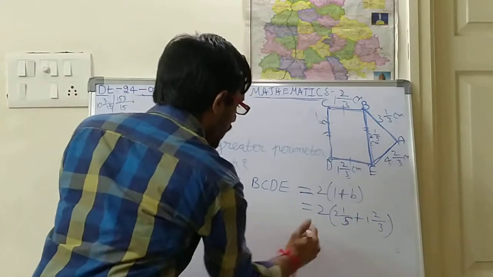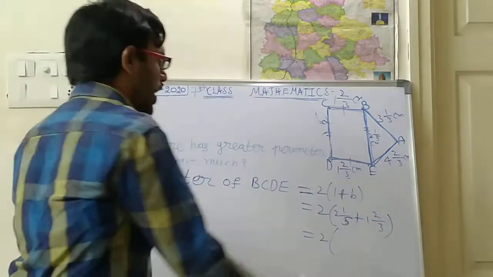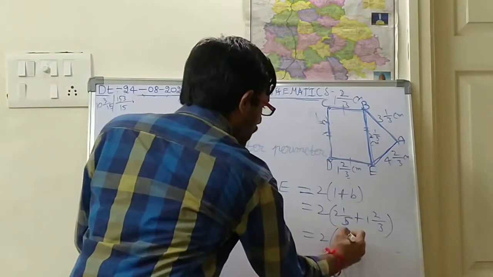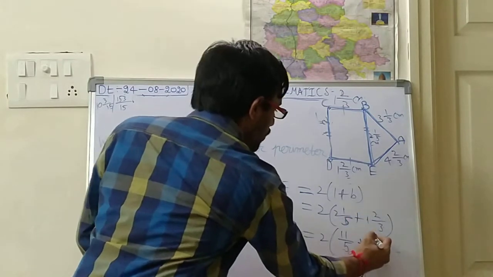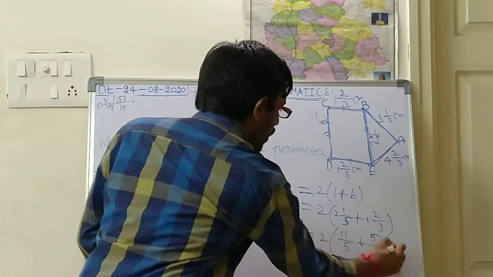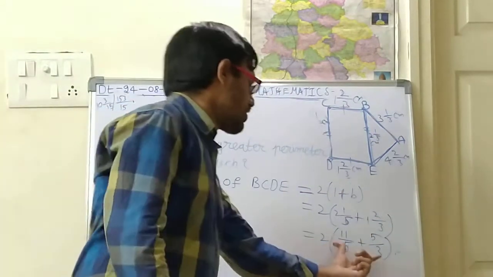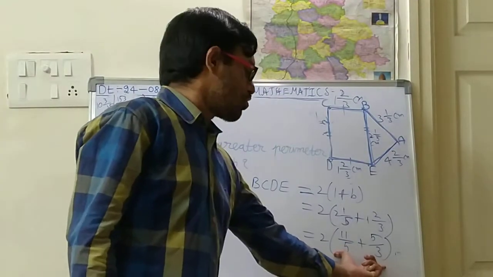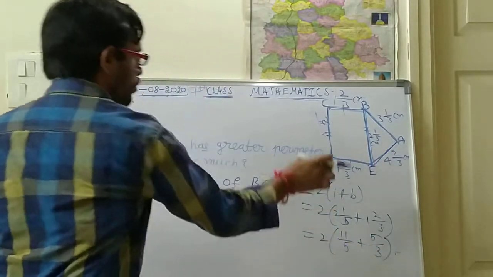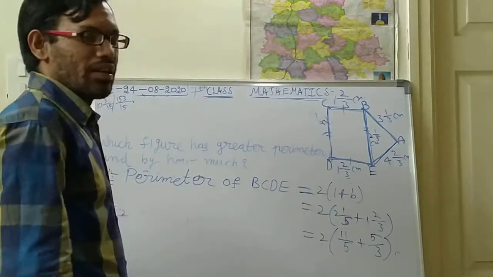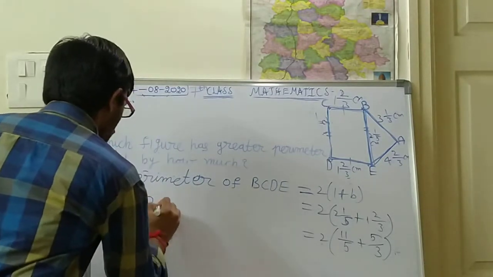So with this, what can we get? It equals 2 into, so change into improper fractions. 5 twos are 10 plus 1, 11 by 5, plus 3 ones are 3 plus 2, 5 by 3. Now we have converted into improper fractions. Now first you should do the brackets. After doing the brackets only, you should go on with the part outside the brackets.